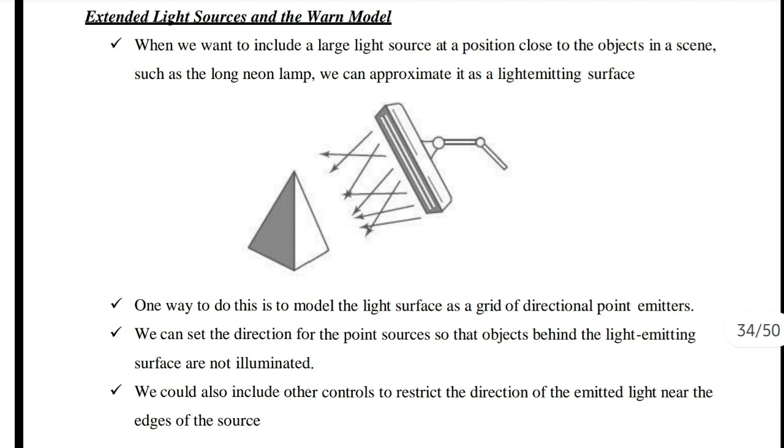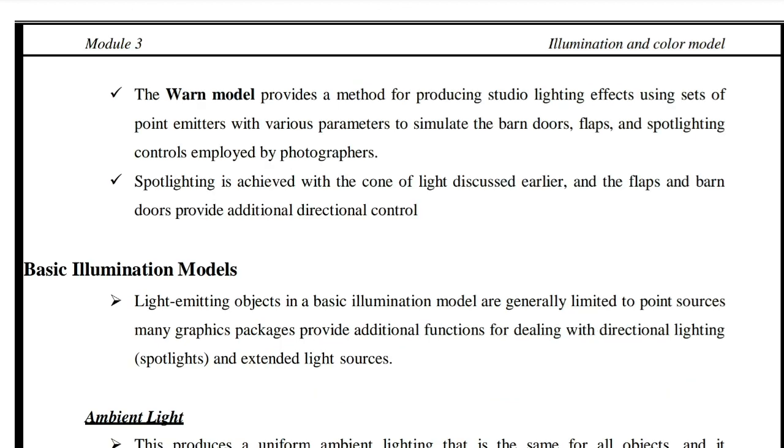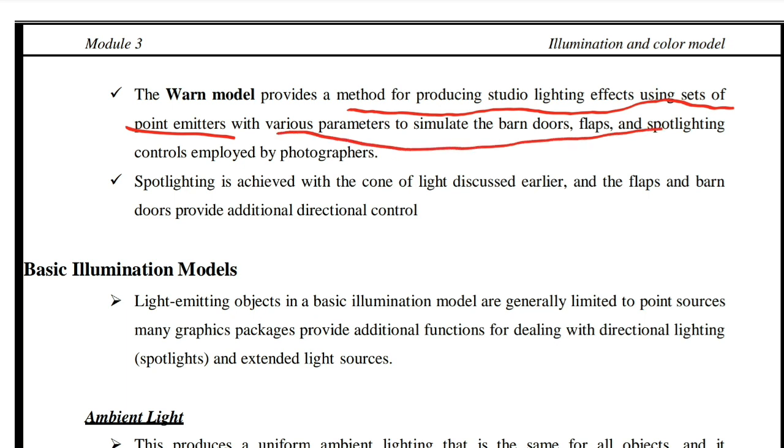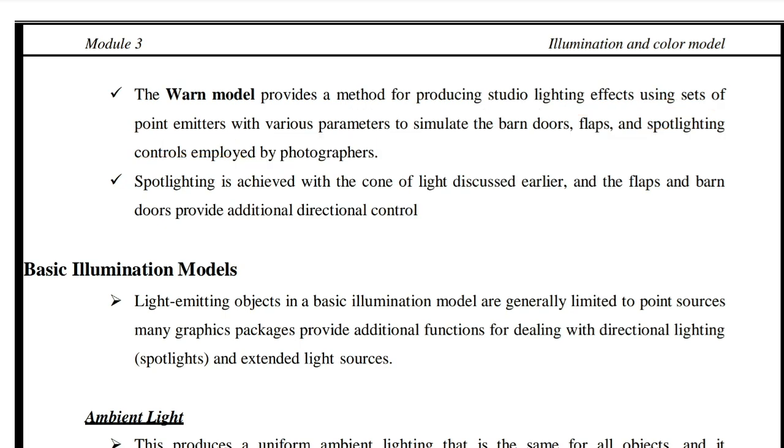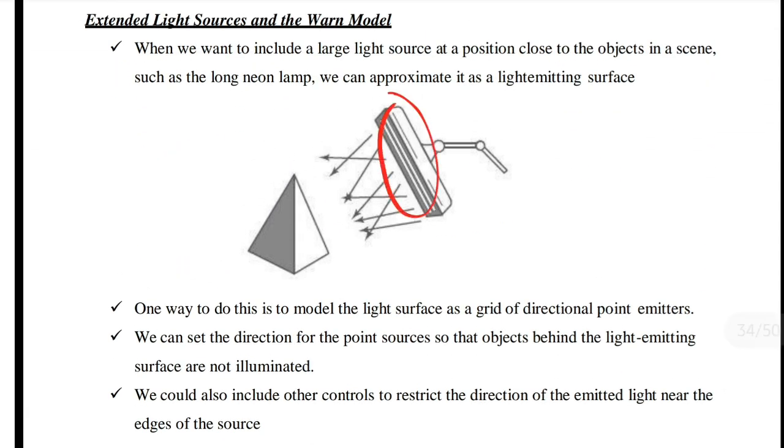And extended light sources and the Warn model. Wherever we apply the light, that will be shaded, and we need to know which surfaces will be lighted. That is what the extended light sources and Warn model are. The Warn model provides a method for producing studio lighting effects using a set of point emitters with various parameters to simulate the barn doors, flaps and spotlight controls employed by photographers. Photographers have that studio effect, right? They will put a light here, but you can get the same effect by using some other point sources, extended light sources, set at a particular angle and direction. Okay, that's what the Warn model is.